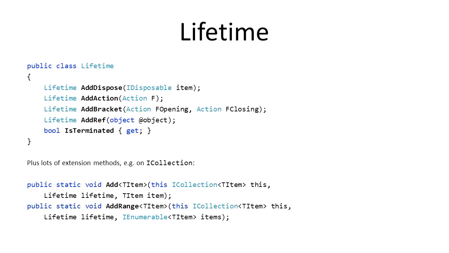There are also lots of very useful extension methods. For example, on collection, there are extension methods for the add method. So you can add an item in with a lifetime. When the lifetime is terminated, a callback removes the item from the collection, and it can do the same with a range.